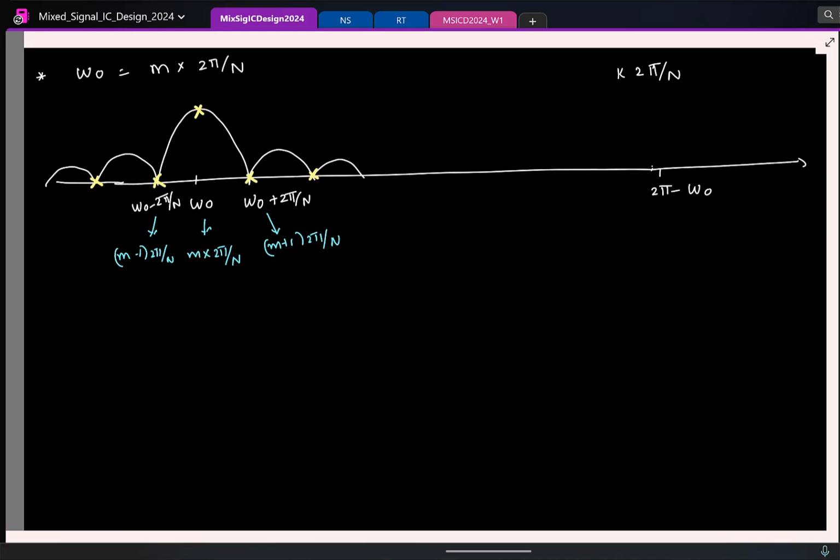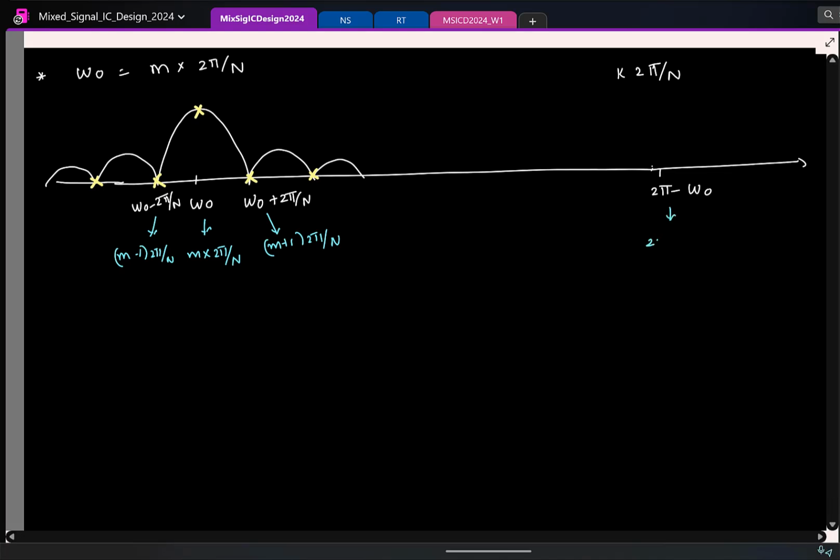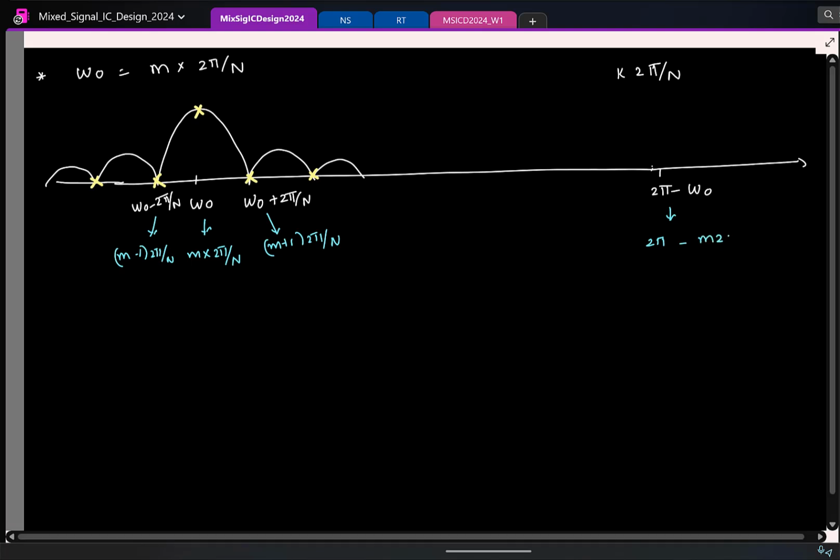Similarly, we'll have something here. So this will be what frequency now? N minus m, times 2 pi by n. Similarly, you'll have this lobe here, you'll sample this one, and all the others will be 0.